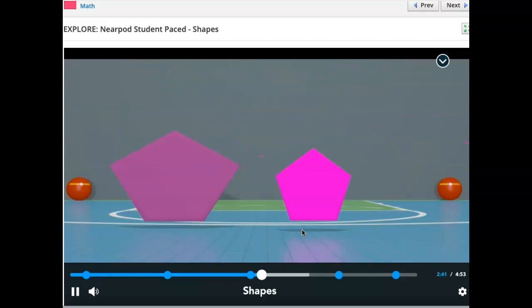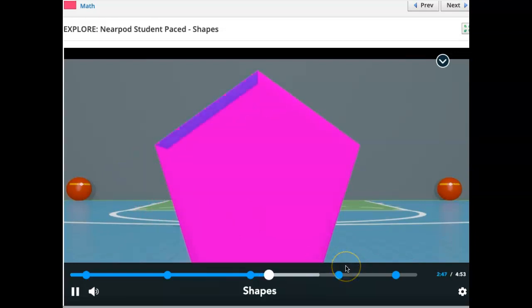Wow! These shapes have a lot of sides and angles. Let's count how many sides are on this shape. There's 1, 2, 3, 4, 5. How many angles do you see? 5. It has 5 angles.